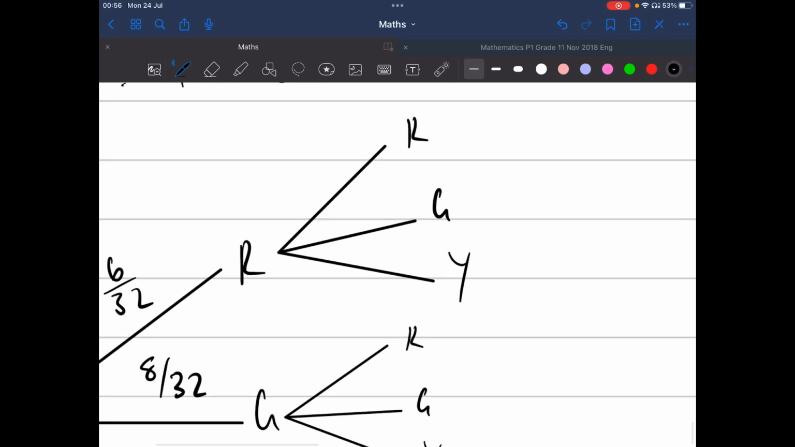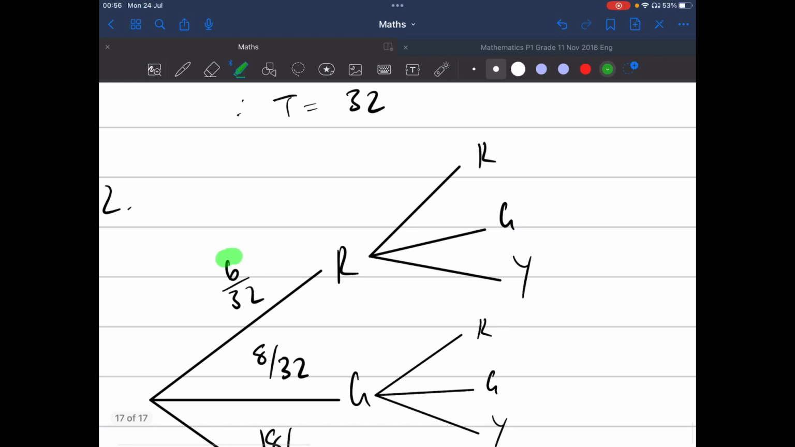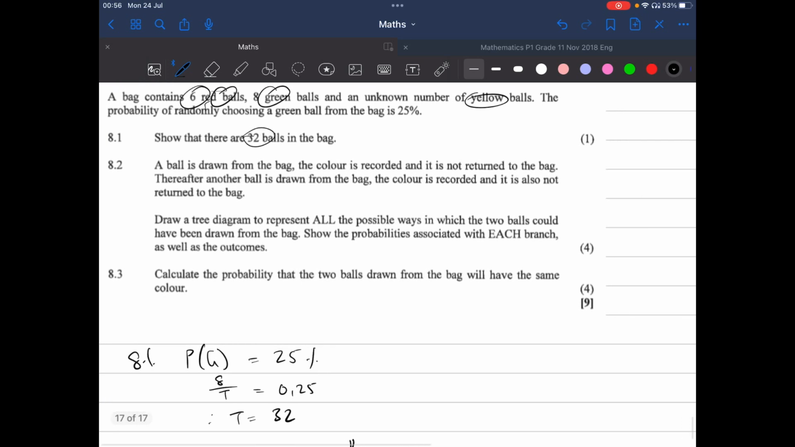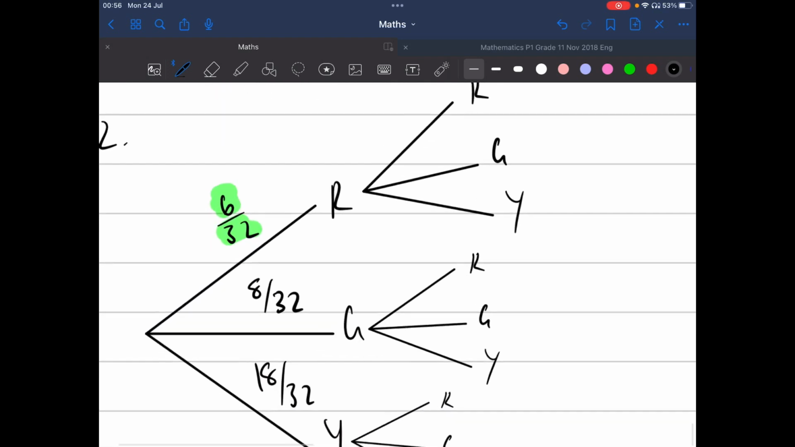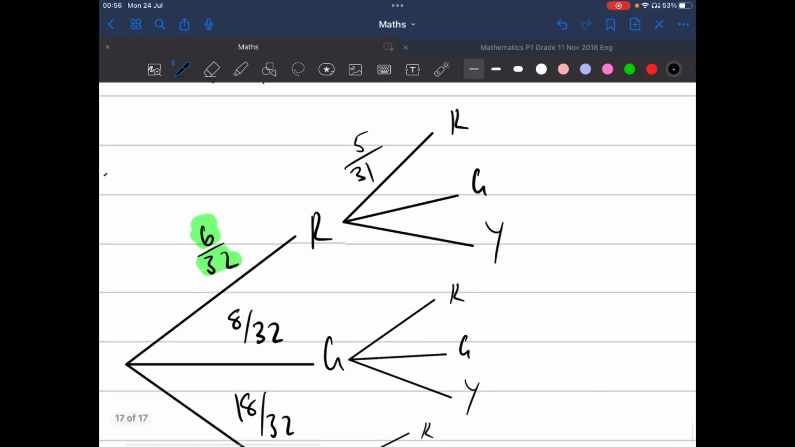Now let's think about this. How did the probability change? Well, initially my probability for getting red was 6 over 32. But what happened? I picked a ball, right? And it wasn't returned to the bag. So if I picked red initially, now there's going to be one less red. So the probability of me getting red is now 5 over 31, because there's one ball less in the bag. My probability of getting green is still 8 because there's still 8 green balls, but now it's over 31. And then for yellow it's the same, 18 over 31.